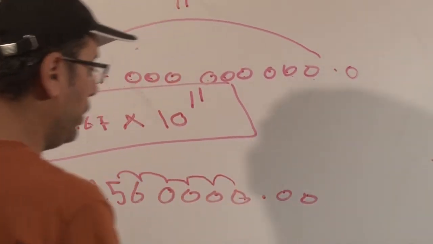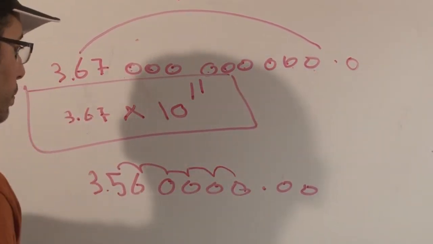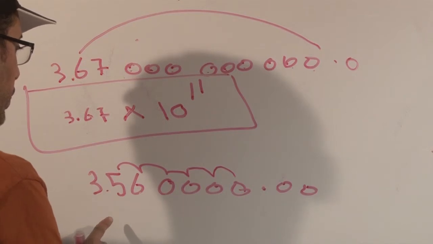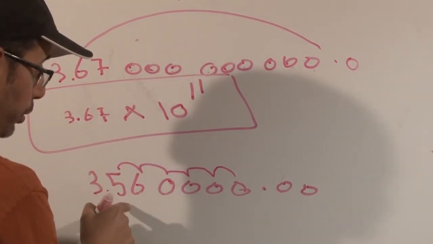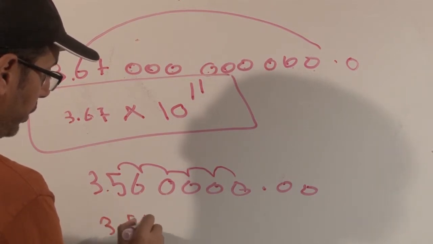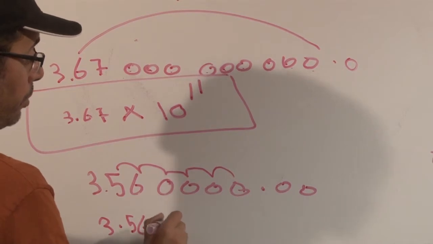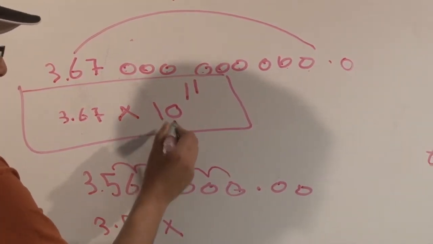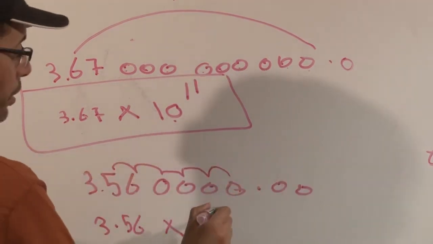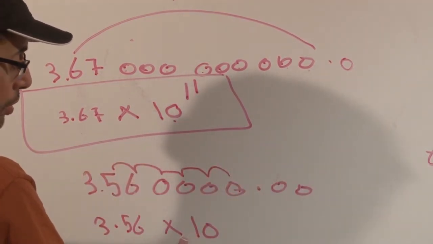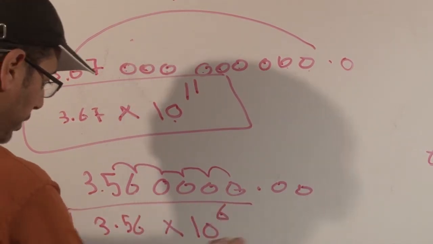Write it down. 6. Positive or negative? Oh, that's positive. So what should I do here? I'll write that number down, 3.56. I don't care about zeros, by the way. Times. What did I do here? 10. Is it positive or negative? That's positive. So make that the exponent of 10. And again, this is a number.